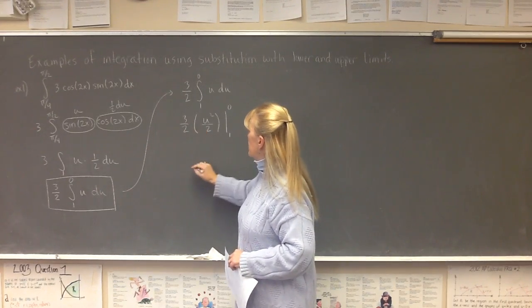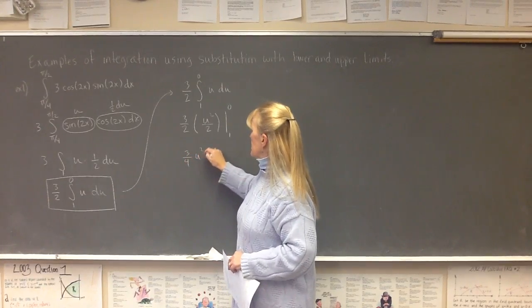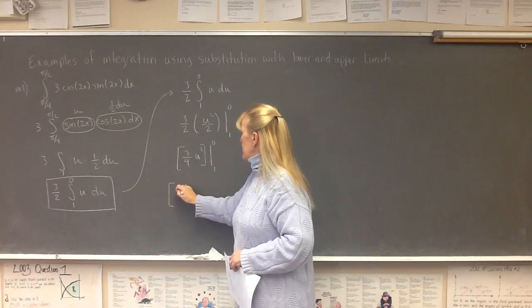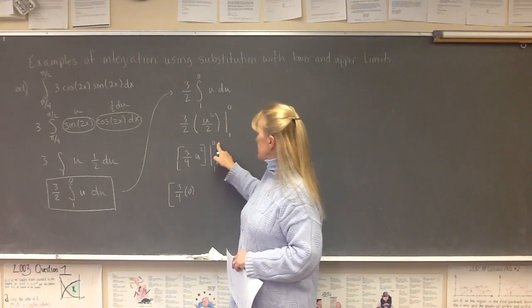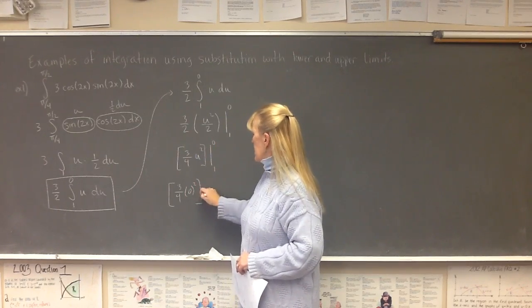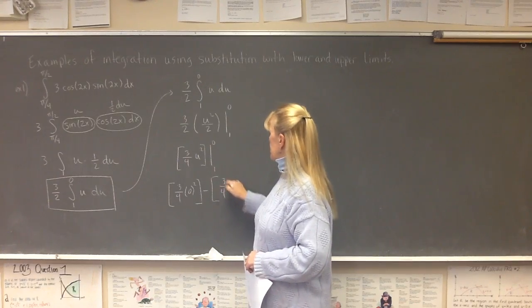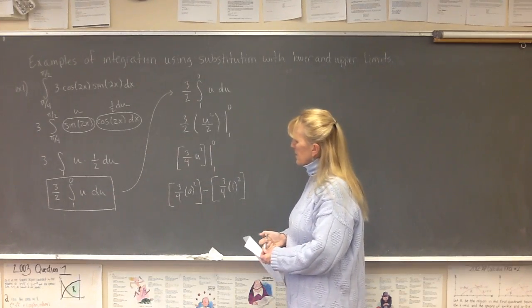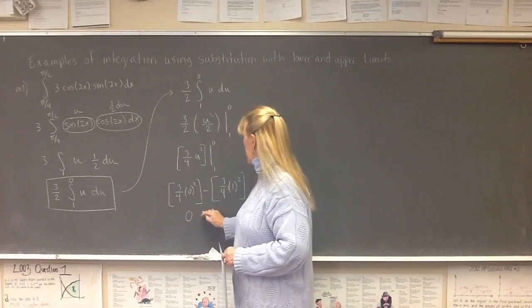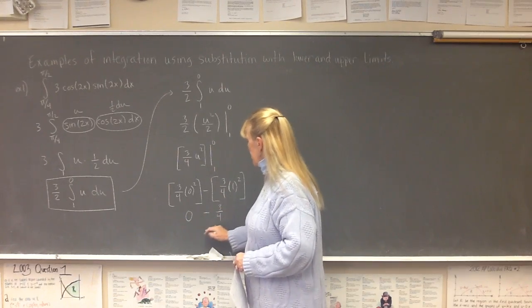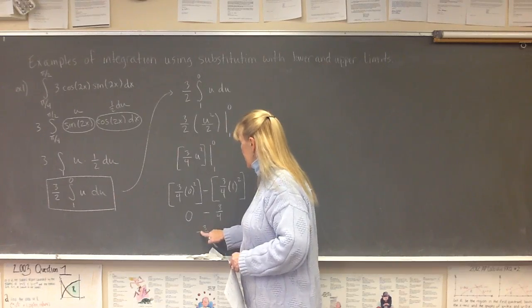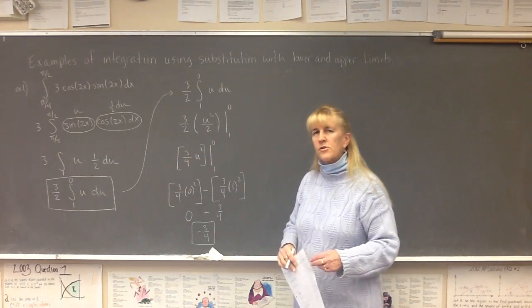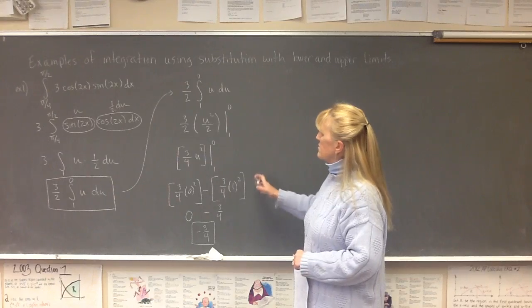So this is 3 over 4 u squared, evaluated from 1 to 0. And I like those brackets, don't I? So 3 over 4, top number goes in first, so 0 quantity squared, minus 3 over 4, and then put your 1 in for your lower limit, quantity squared. 0 squared is 0, multiplied by 3/4 is still 0. This gives me 0 minus 3/4. So the answer to the original problem is a negative 3/4. All right? And I never had to turn back in terms of my x's. So this is good.